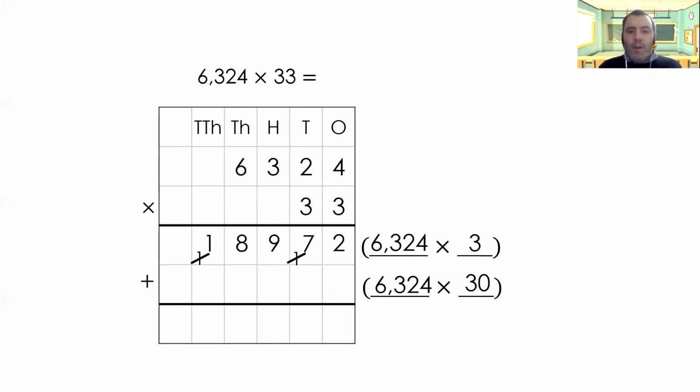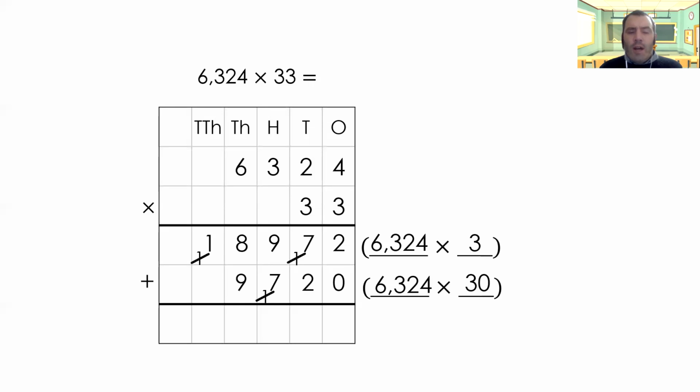So moving on, the next row, 6,324 multiplied by 30. The all-important 0 in the 1s column. And then we complete the calculation exactly the same way as we did for the 1s. 3 times 4 makes 12, so I've got the 1 to exchange. The 2 is going to go in the 10s column. 3 times 2 for 6. Add the 1 that I've exchanged for 7. Make sure I cross it out.